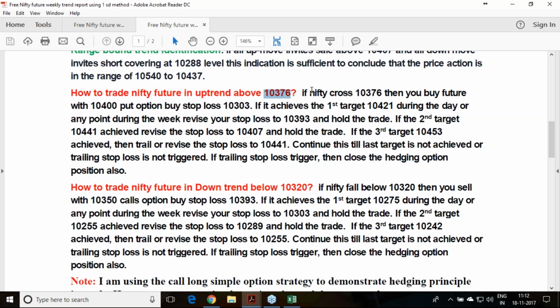Last week also I mentioned that if Nifty crosses 10,376, you must buy with a 10,400 put option buy. If Nifty slips below 10,320, you should sell with a 10,350 call option buy.